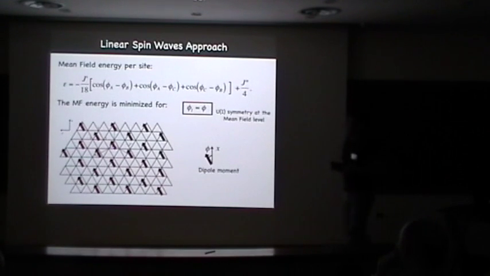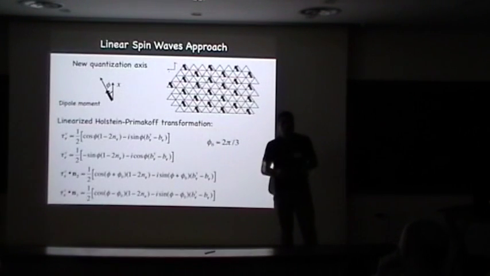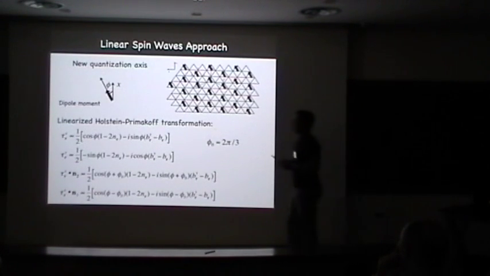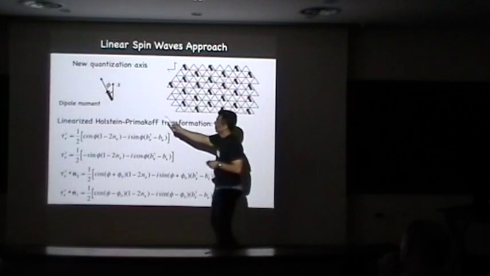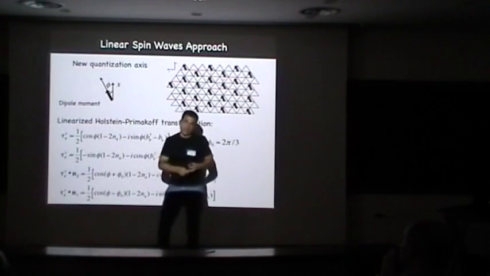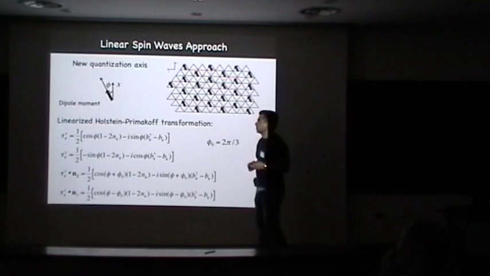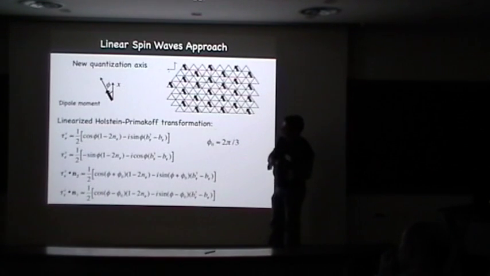And as Sharon also said, this degeneracy is removed when you include the quantum fluctuations. And how do you include the quantum fluctuations? Well, the easiest way is to apply a linear spin wave approximation, but now not to spins, but to electric dipole moments. Essentially, this is described in the textbooks, so I will not spend too much time. What you do is choose your quantization axis along the orbital moment, and then you apply a linearized Holstein-Primakoff transformation to map these spins 1/2 to bosons.